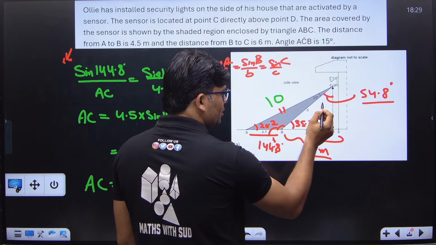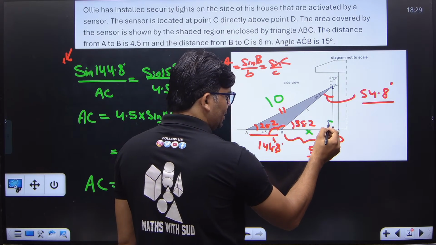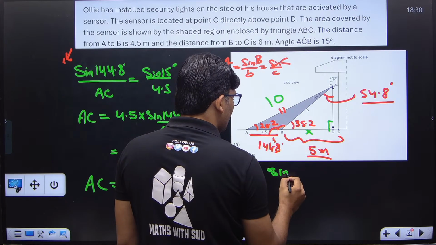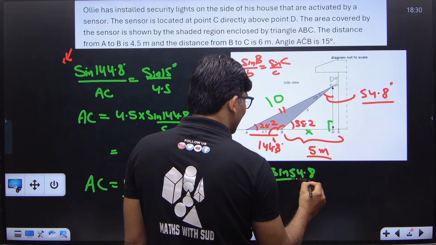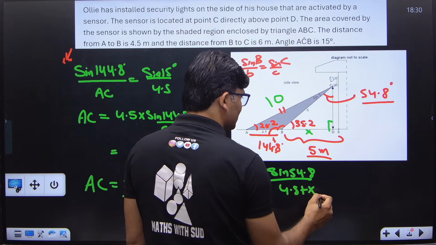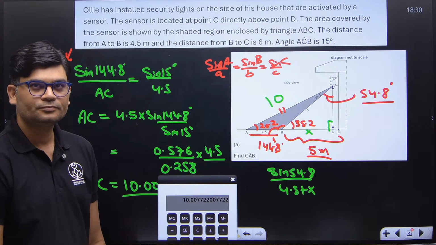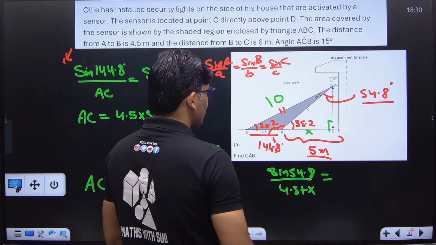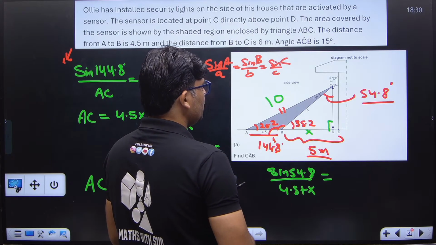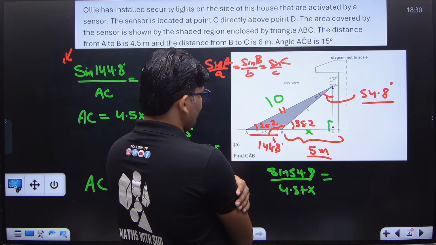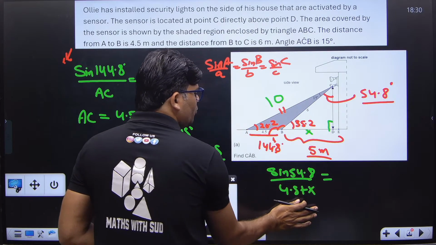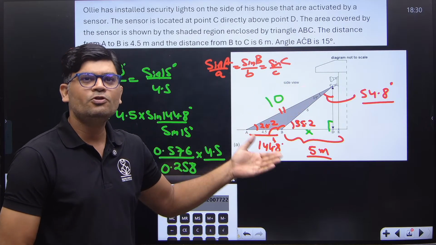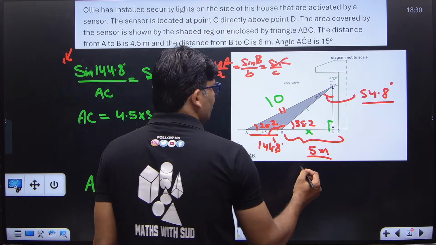So this is 90. This is 35.5. So what could be this angle? 54.8. So we can say sine of 54.8 divided by 4.5 plus x. Let us suppose that this distance is x. Is equal to, oh, now we have the cos. No need to use sine formula now. We can directly use the cos, beta. We know the hypotenuse. We can use trigonometry now.